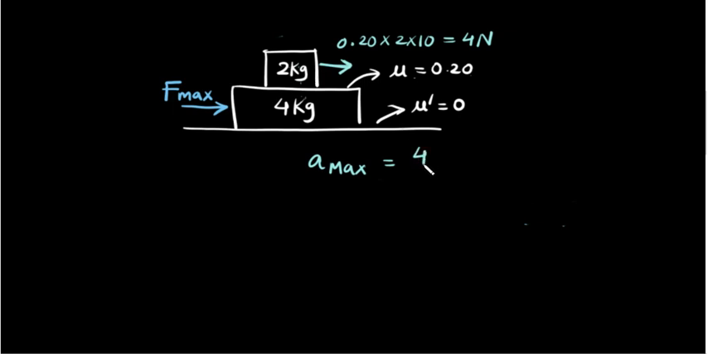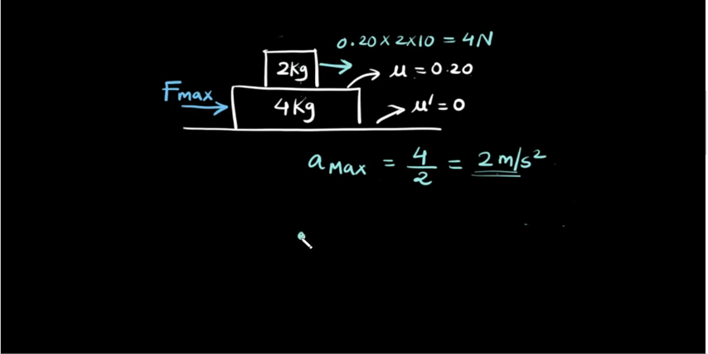So the acceleration of this top block will be 4 by 2, that is 2 meter per second square. So the acceleration of the topmost block will become 2 meter per second square. Now you can see from here that the 4 kg block will also go with the 2 meter per second square acceleration, because both are moving together.